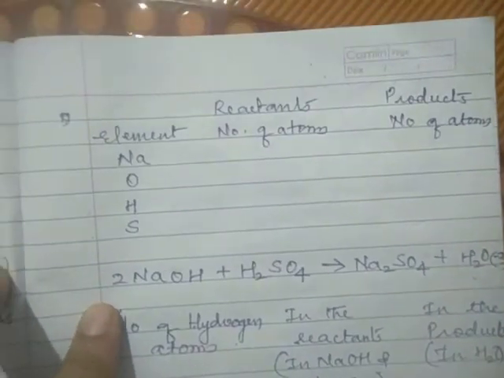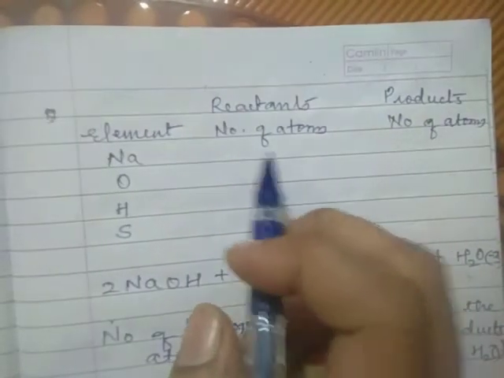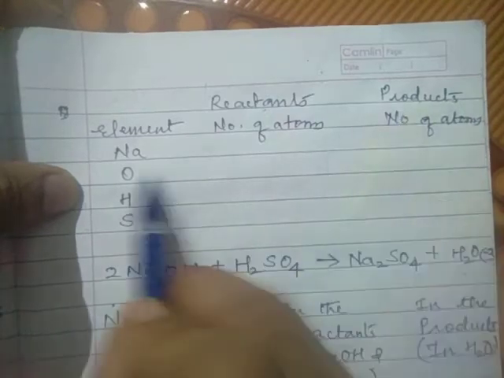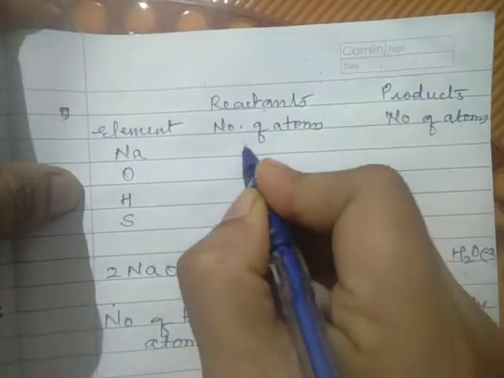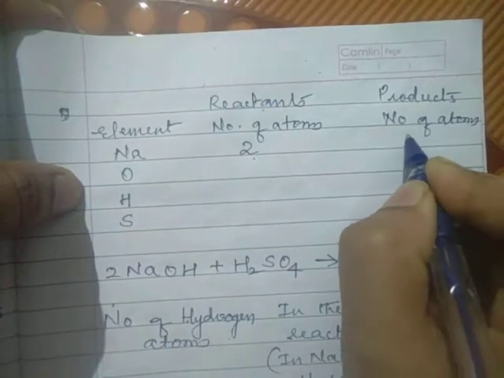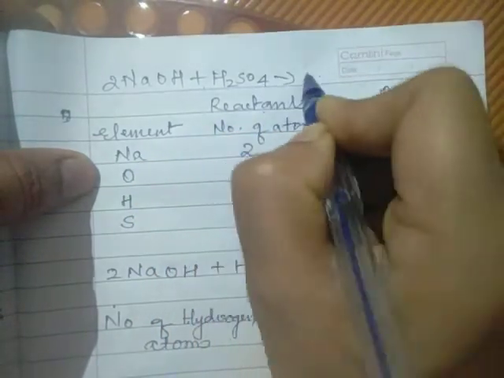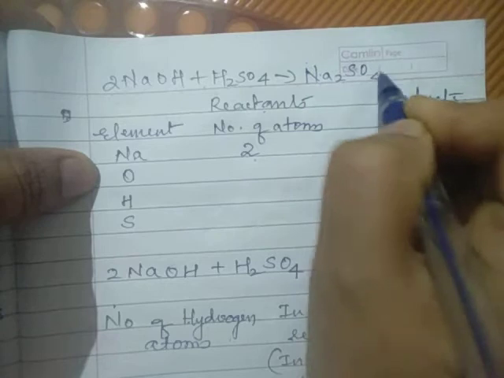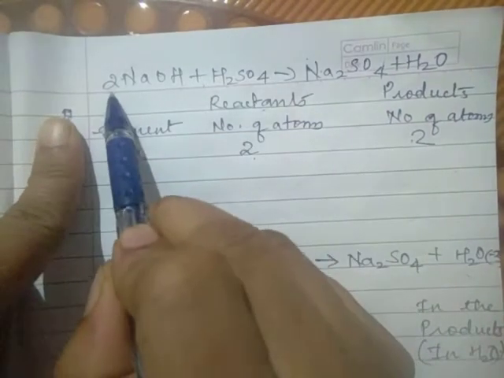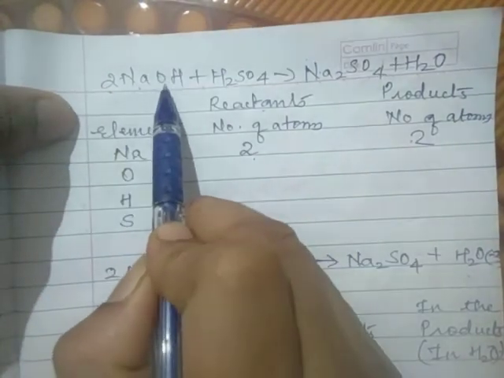Okay, for that matter we will have to write again the number of atoms in both the cases, that is in the reactants as well as on the product side. So now we have written sodium as 2 atoms here after multiplying by the factor of 2, and product side also it is 2. But oxygen, if you see, that is 2NaOH plus H2SO4 gives you Na2SO4 plus water. Now in this case if you see, 2 sodium are there and 2 oxygen.